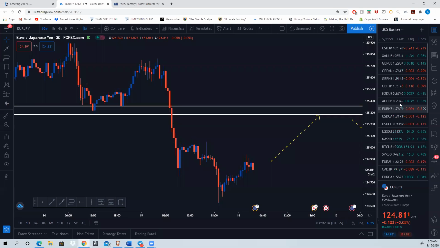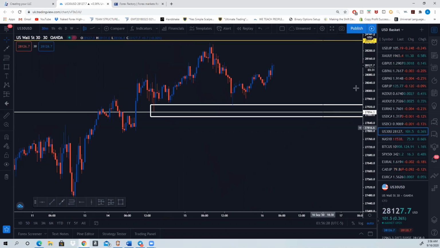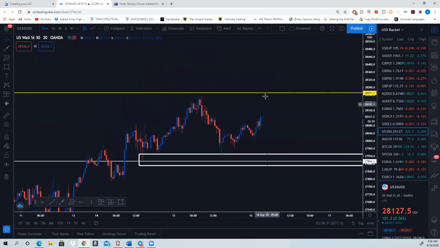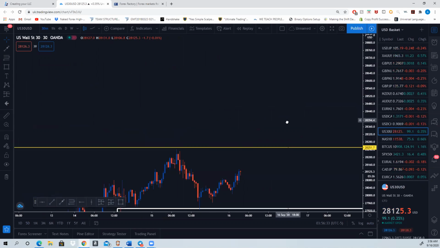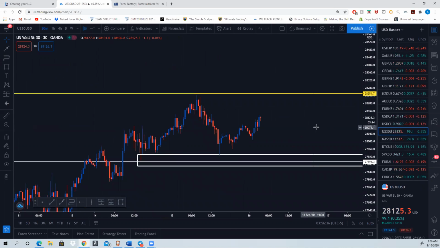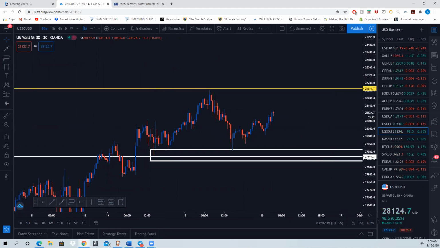And I'm looking to buy some indices at New York time. If this breaks above, that would be beautiful. We can take that pretty high. US 30. So we'll see.